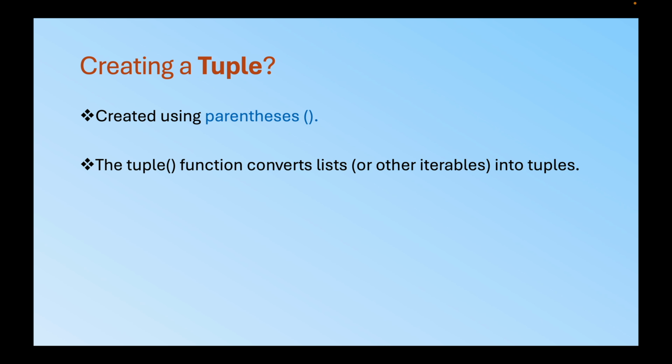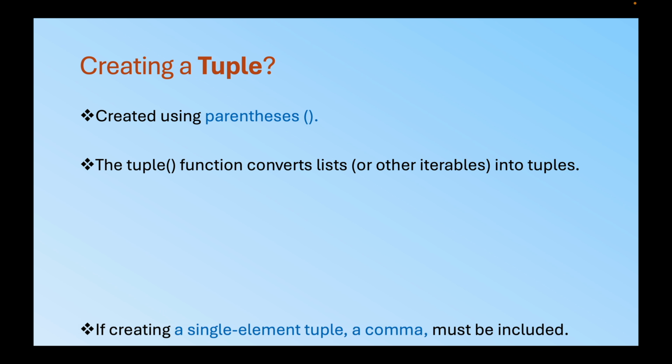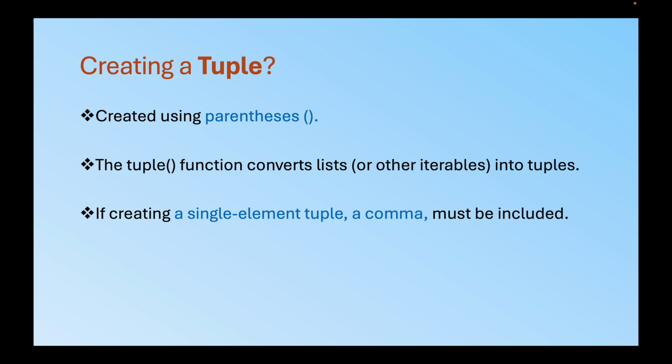So, creating a tuple. In Python, tuples are created using parentheses. The tuple constructor function converts a list or other iterables into tuples. Another thing we should remember is that when we are creating a single element tuple, a comma must be added. Now let's go and practice all these features of tuples in Python code.